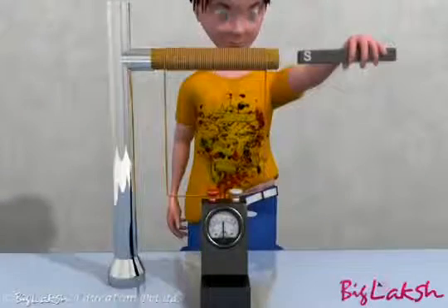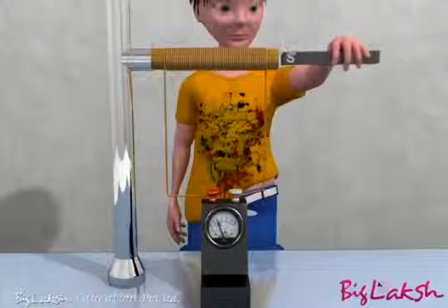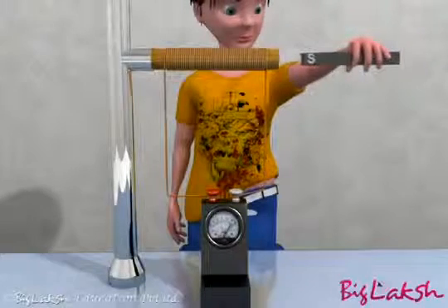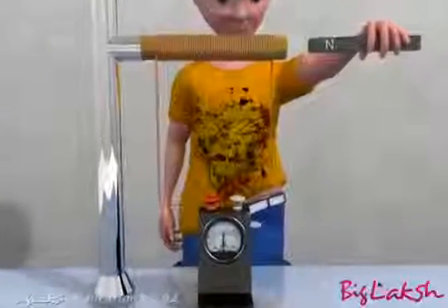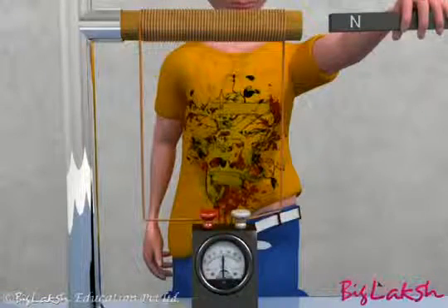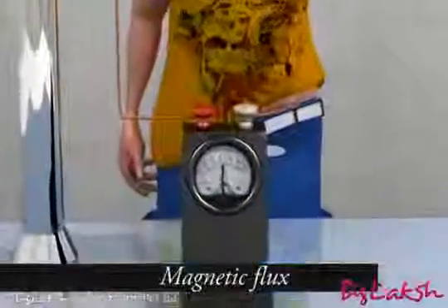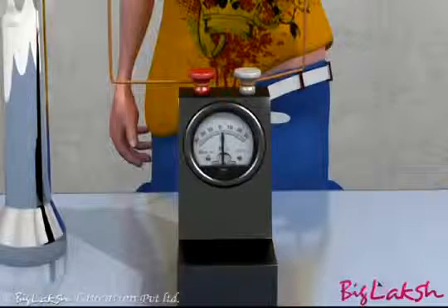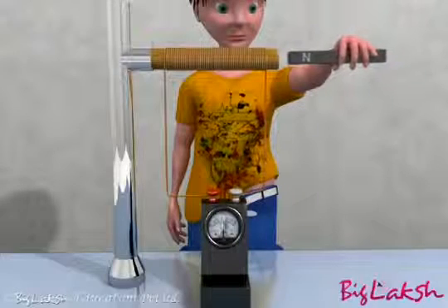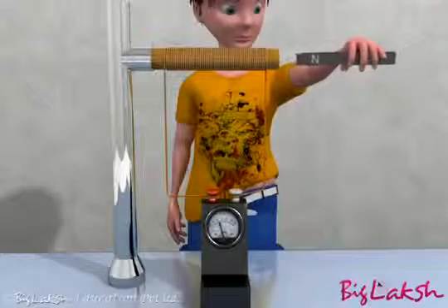If instead of the north pole, the south pole of the magnet is either brought towards the coil or moved away from the coil, the direction of the induced current changes. When the magnet and the coil are at rest with respect to each other, the total number of magnetic field lines, called magnetic flux, remains constant, so the galvanometer shows no deflection. Whenever there is relative motion between the coil and the magnet, the flux linked with the coil changes and the galvanometer shows deflection.